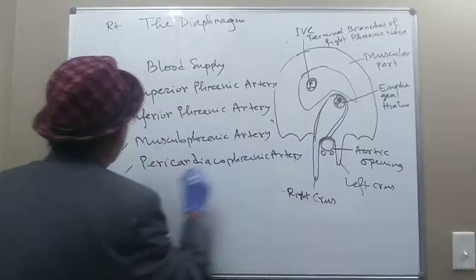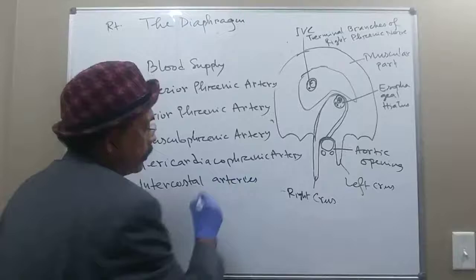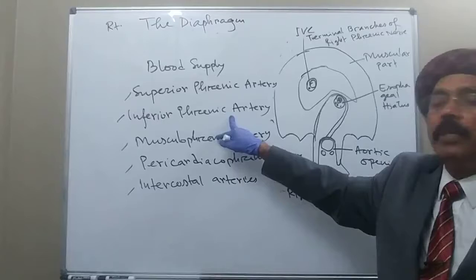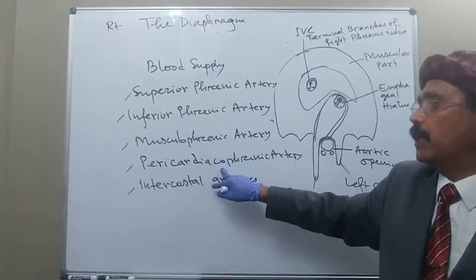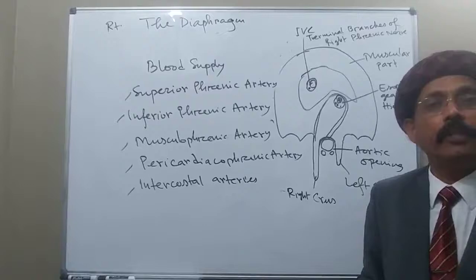We have the intercostal arteries. Okay, we got the blood supply. Again, the superior phrenic artery is a branch of what? Descending thoracic aorta. Inferior phrenic artery is a branch of what? This is the branch of the abdominal aorta. Muscular phrenic artery and pericardiacophrenic artery are branches of what? These are the branches of the internal thoracic artery. Intercostal arteries are mostly branches of the descending thoracic aorta. We got the blood supply, arterial supply.